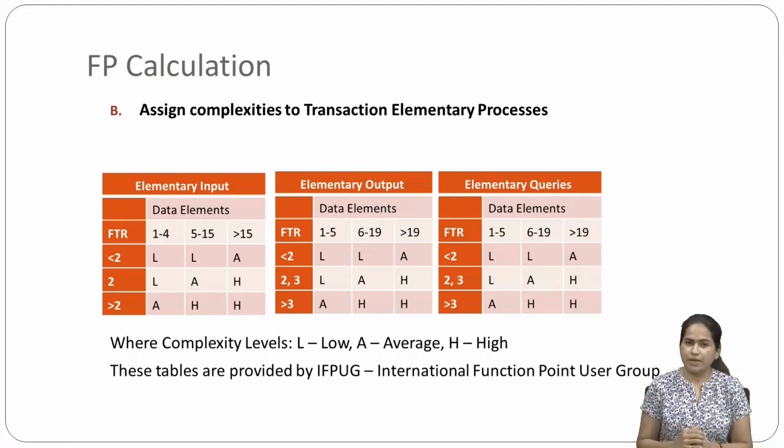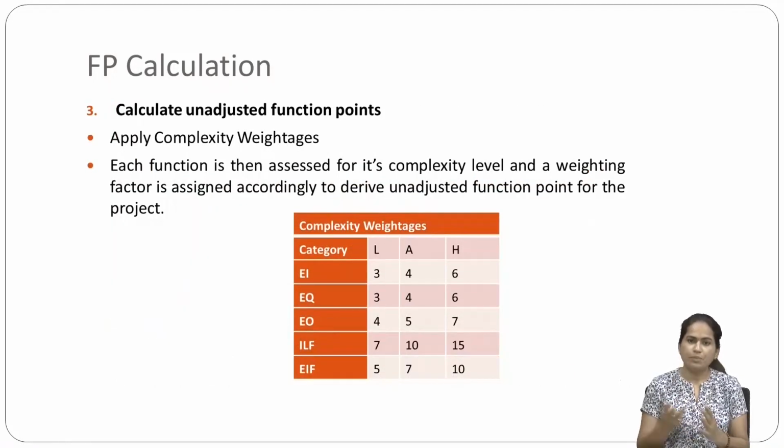For elementary queries, suppose your FTR is less than 2 and your data elements are 6 to 19, then it will have low complexity. Suppose for FTR greater than 3, you have data elements greater than 19, then you will have high complexity. So these are the complexities we have for EI, EO and EQ. Now, moving to the third point, that is calculating unadjusted function points.